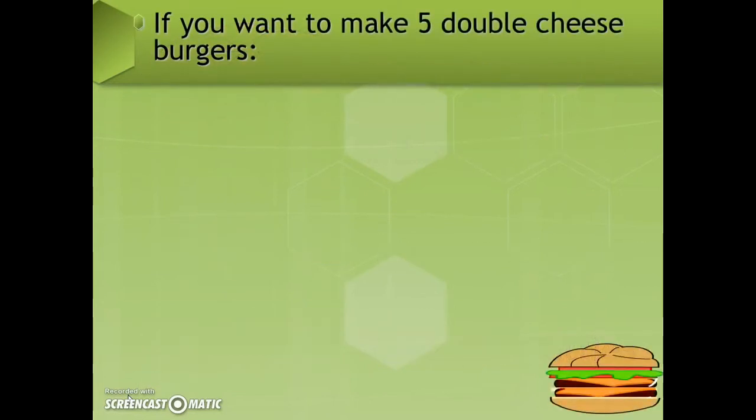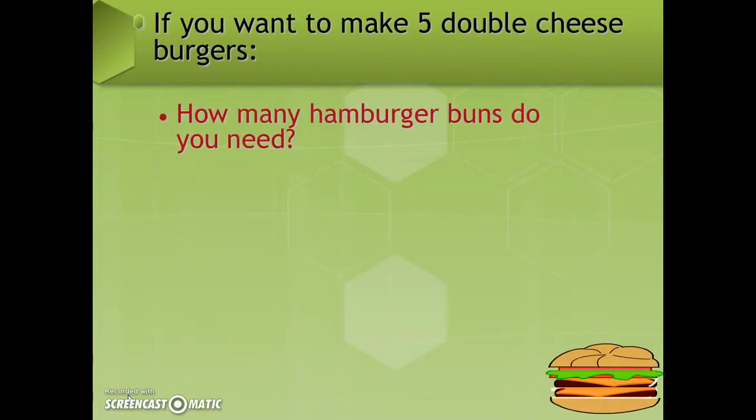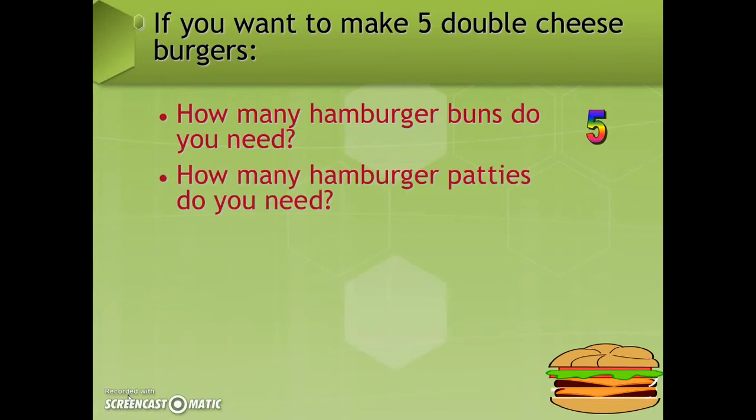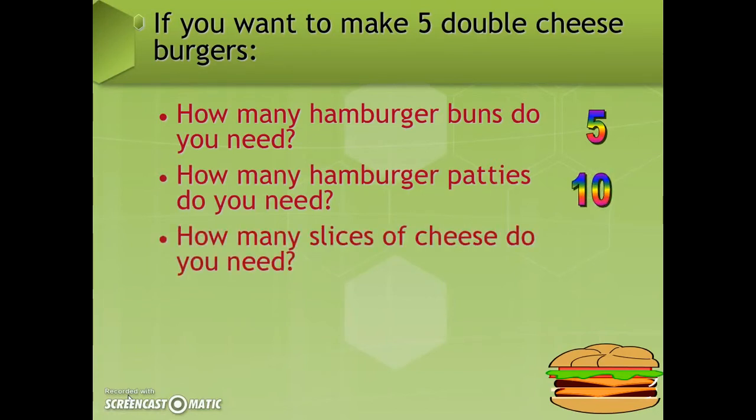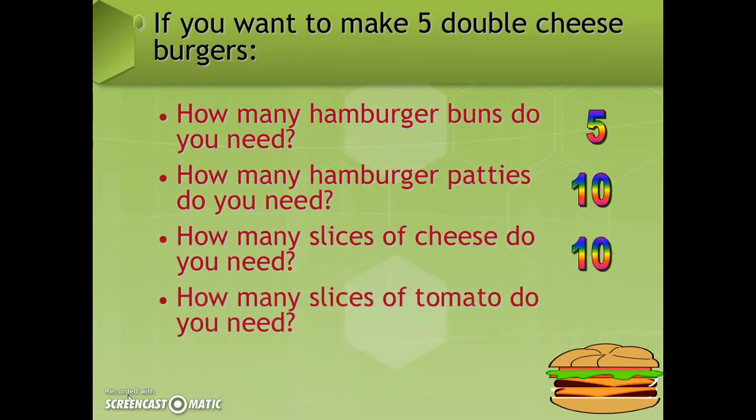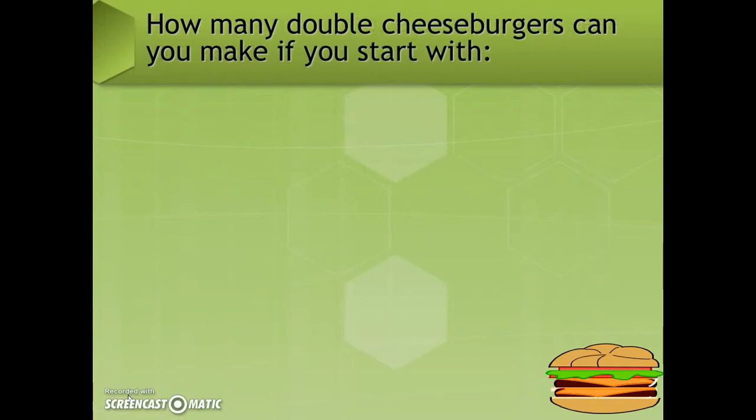Pretty straightforward. If we want to make 5, then we have to multiply those ratios by 5. We need 5 buns, 10 patties, 10 slices of cheese, and 5 tomato slices. Pretty straightforward stuff.